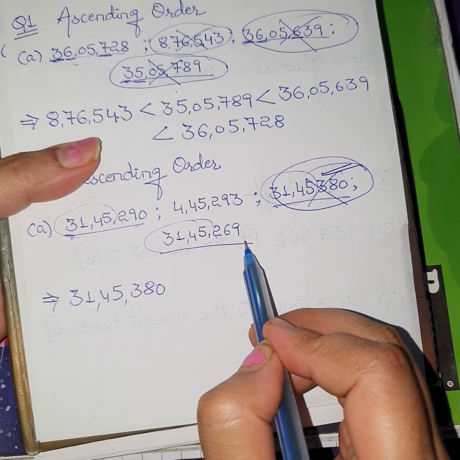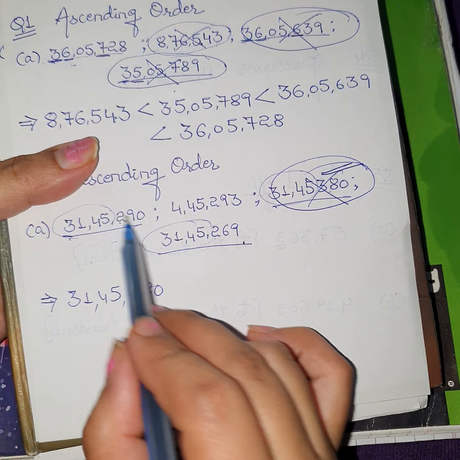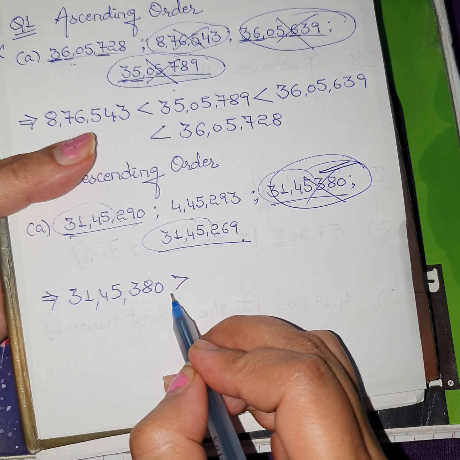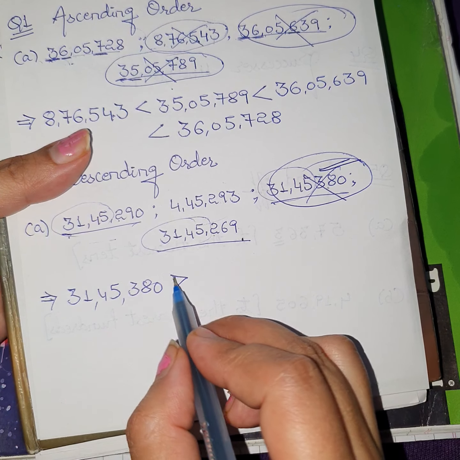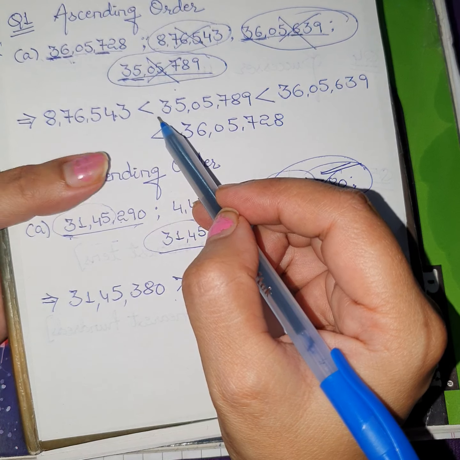Now, this number is out of the series. Now, 3 numbers are remaining. From these 3 numbers, it is understood that this one will come at the last. So from these 2 numbers, we have to choose the next number. Here we will put the greater than sign, because the first number will be the greatest of all. So in descending order we put the greater than sign, and in ascending order we put the less than sign.